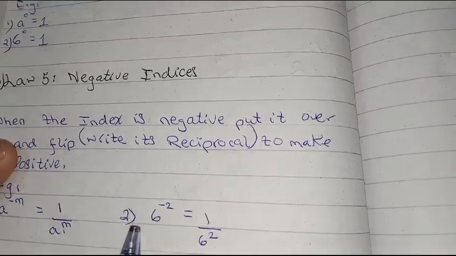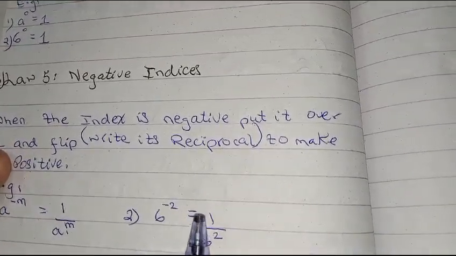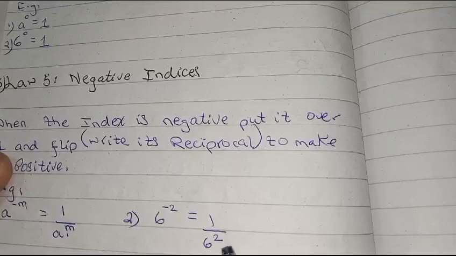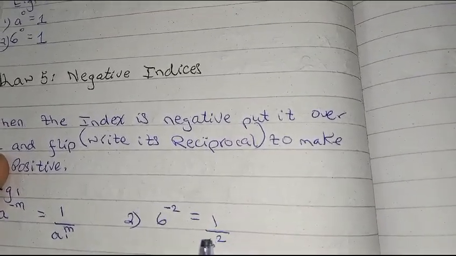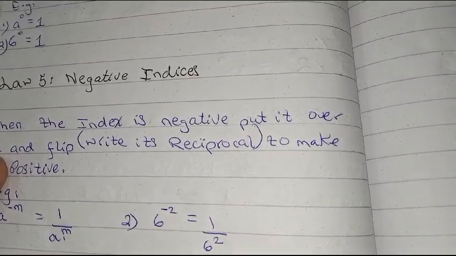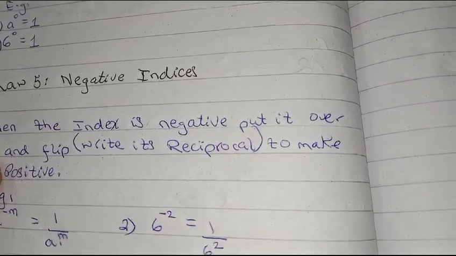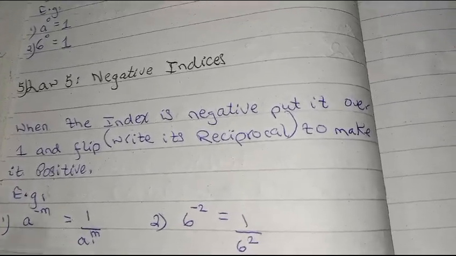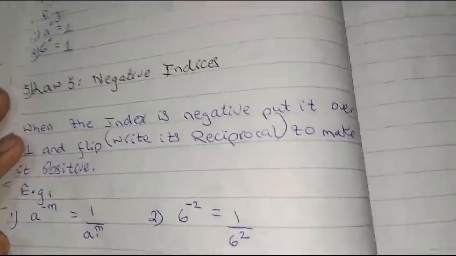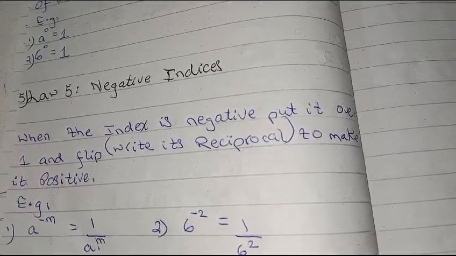Like this, in the second example also, 6^(-2) equals 1/6^2, because the power is negative, so when we take the reciprocal we get the result 1/6^2. These are the 5 laws of indices.